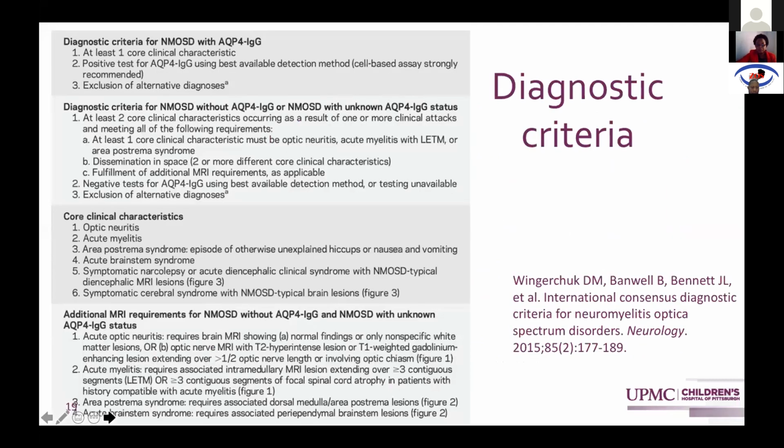These are the diagnostic criteria. I know this is a slightly crowded slide, but just bear with me. So basically the criteria are divided into whether you have NMO spectrum with aquaporin positivity, that's the first bit here at the top, or without positivity, or where your status is unknown. And then you have core clinical characteristics.